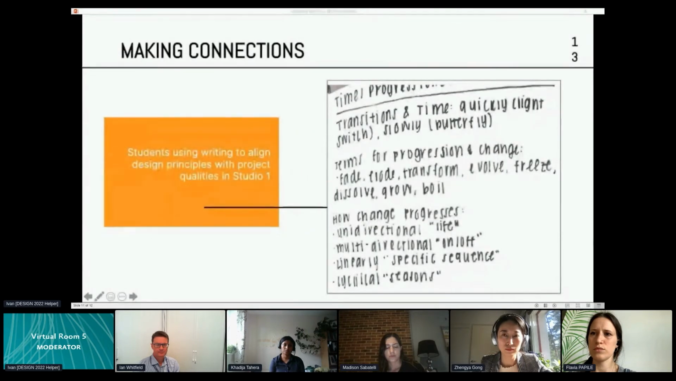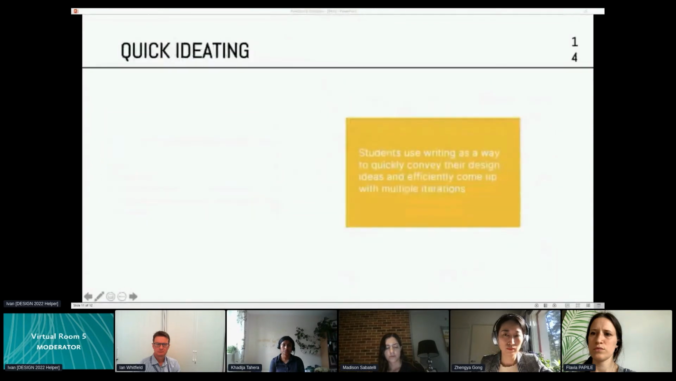In Studio 1, the language of design was still a new concept that many students were learning to grasp. One student used writing to draw parallels between intangible concepts such as progression and change to embody physical design qualities such as fade or dissolve, employing the tools and language presented.